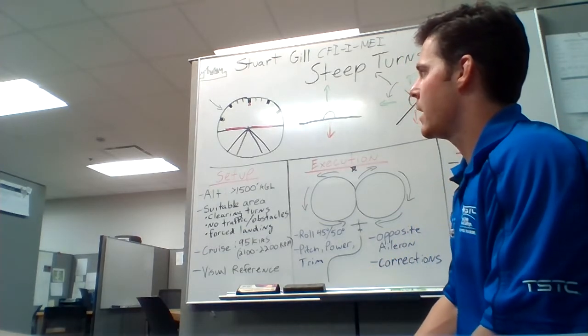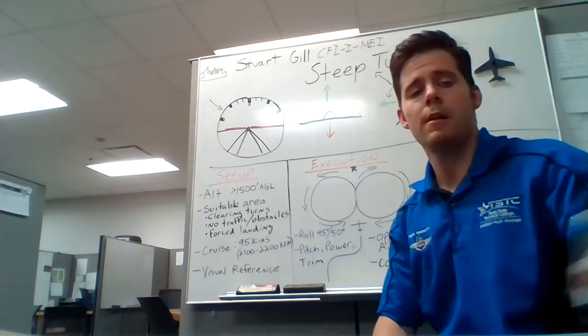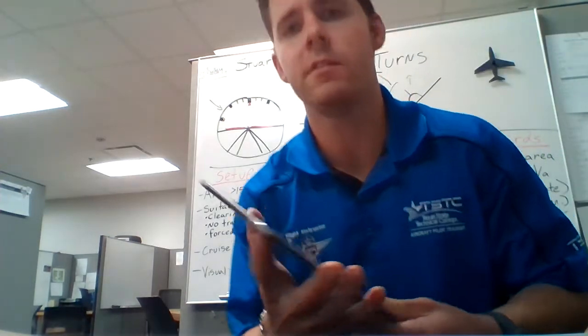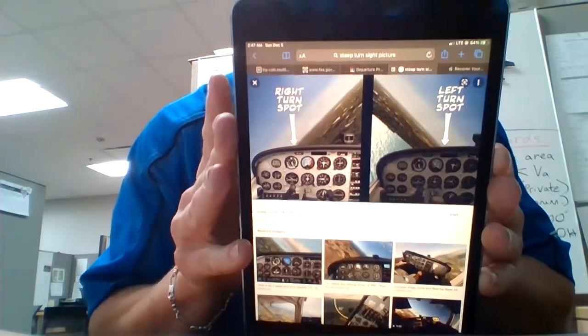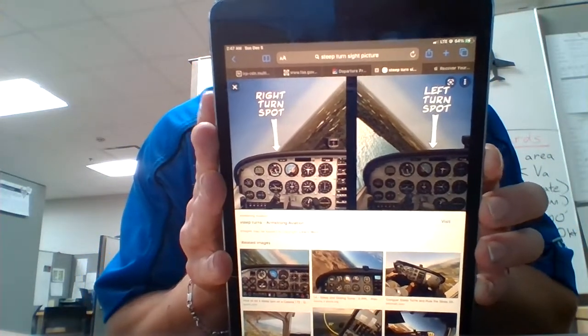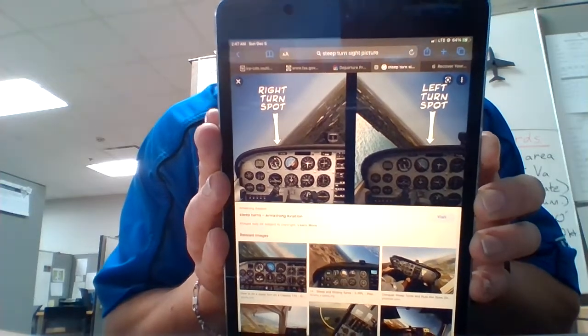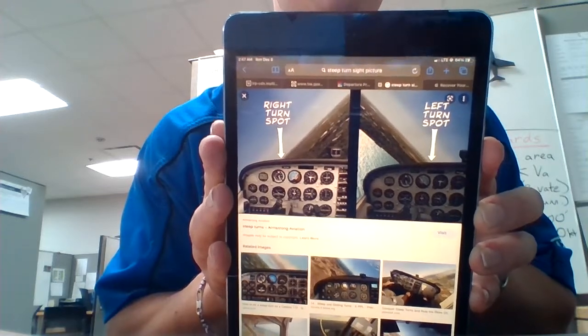And then we're looking outside at our sight picture. I was going to draw it, but it was kind of tough and I ran out of room. So here is a picture of what you can expect with a sight picture in a light aircraft for steep turns, a left turn from the left seat perspective.